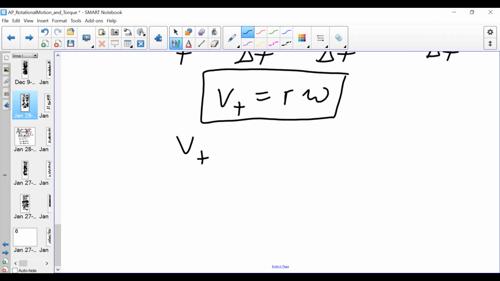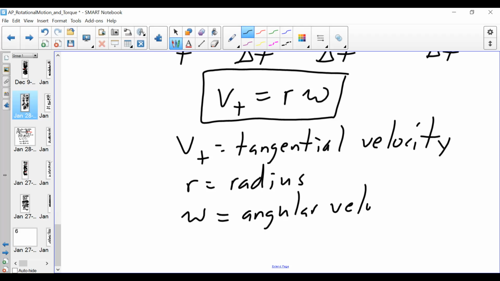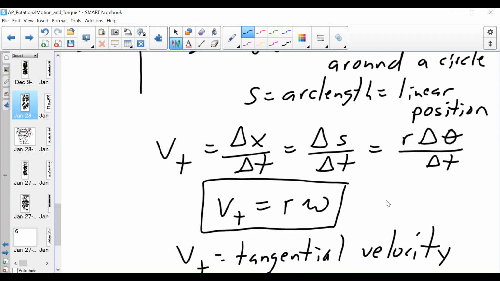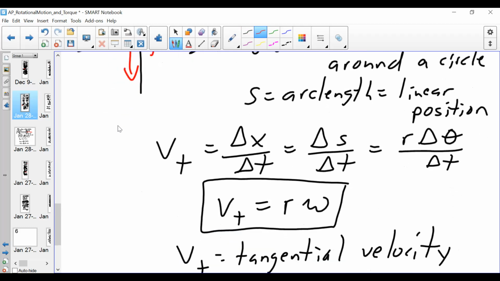So again, vt equals radius times omega, and as defined up top, the angular velocity will be with respect to the fixed axis. All of the angular quantities are with respect to the fixed axis of rotation: angular velocity, angular acceleration, torque, angular momentum, etc.